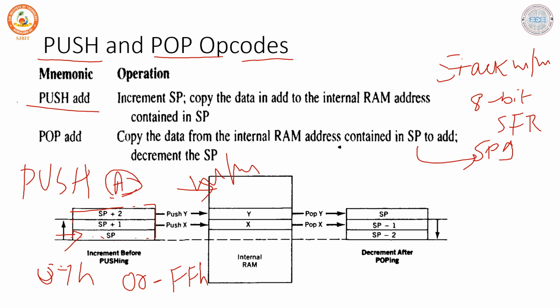Next we have to retrieve the data, or remove the data from the stack. We make use of another instruction called pop, moving the value from the stack to a register. That is accomplished by the pop instruction. We are going to copy the data from the internal RAM address which is contained in the stack pointer to the address which is specified. Keep in mind, whenever we use a push instruction, the stack pointer will be incremented, and whenever we use the pop instruction, the stack pointer will be decremented.